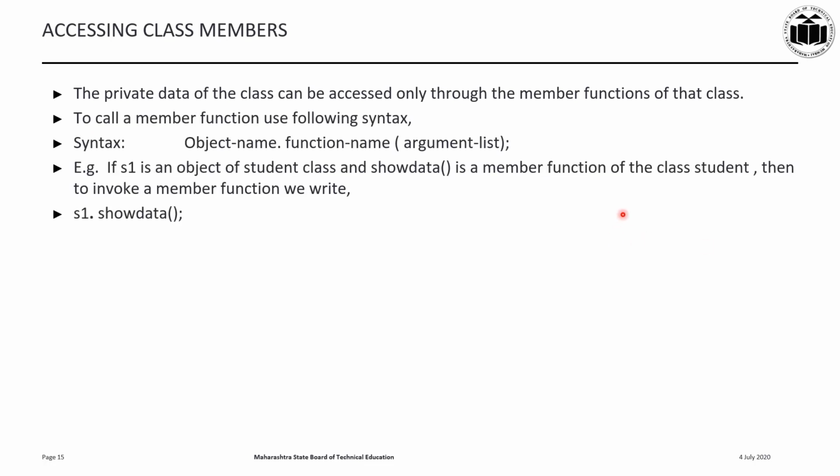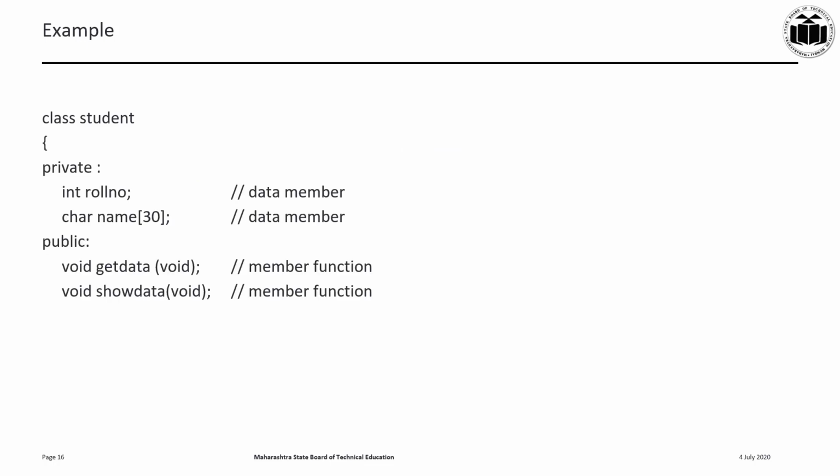Now next is accessing data members. How will we access the class members? We have one simple syntax we can use: object name, dot, function name and argument list. For example, suppose I have class student having two objects S1 and S2. Right now we have taken only the S1 object, and the S1 object will have the show data member function. So how can we call it? First the object name S1, then dot, that is the member access operator, and then the function name, that is show data. So this is one example of a class.